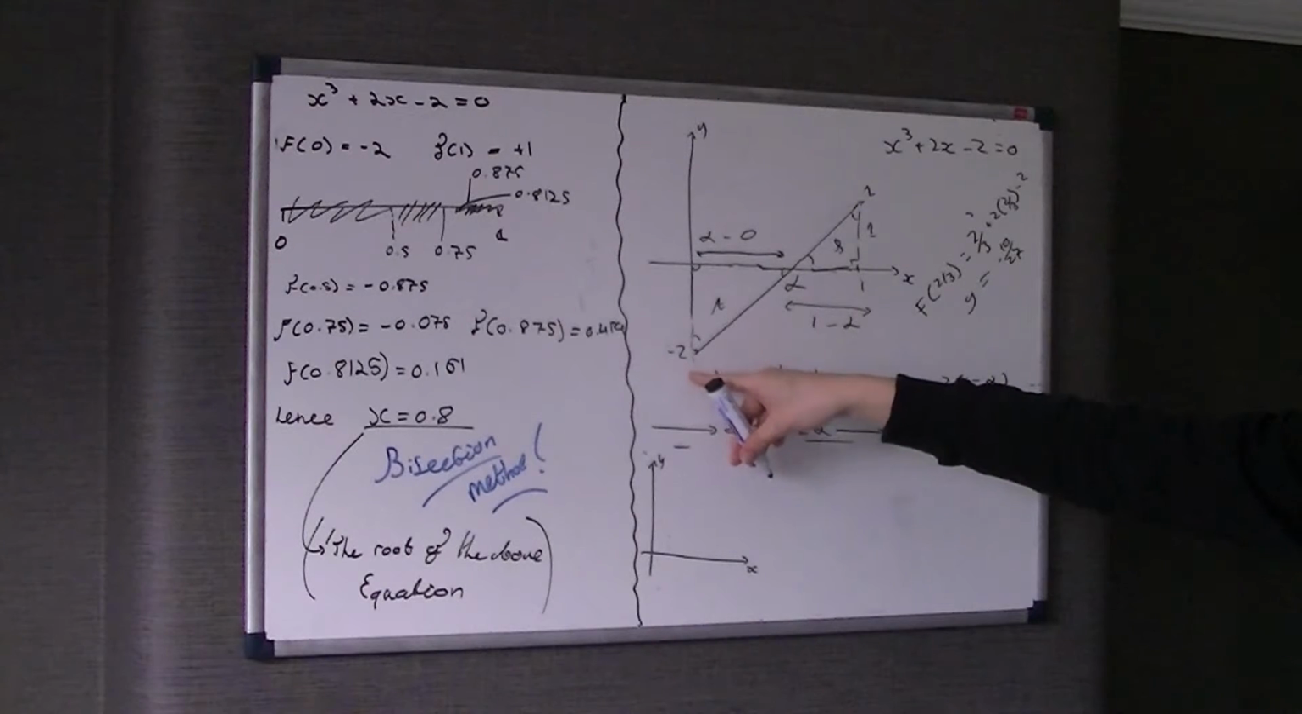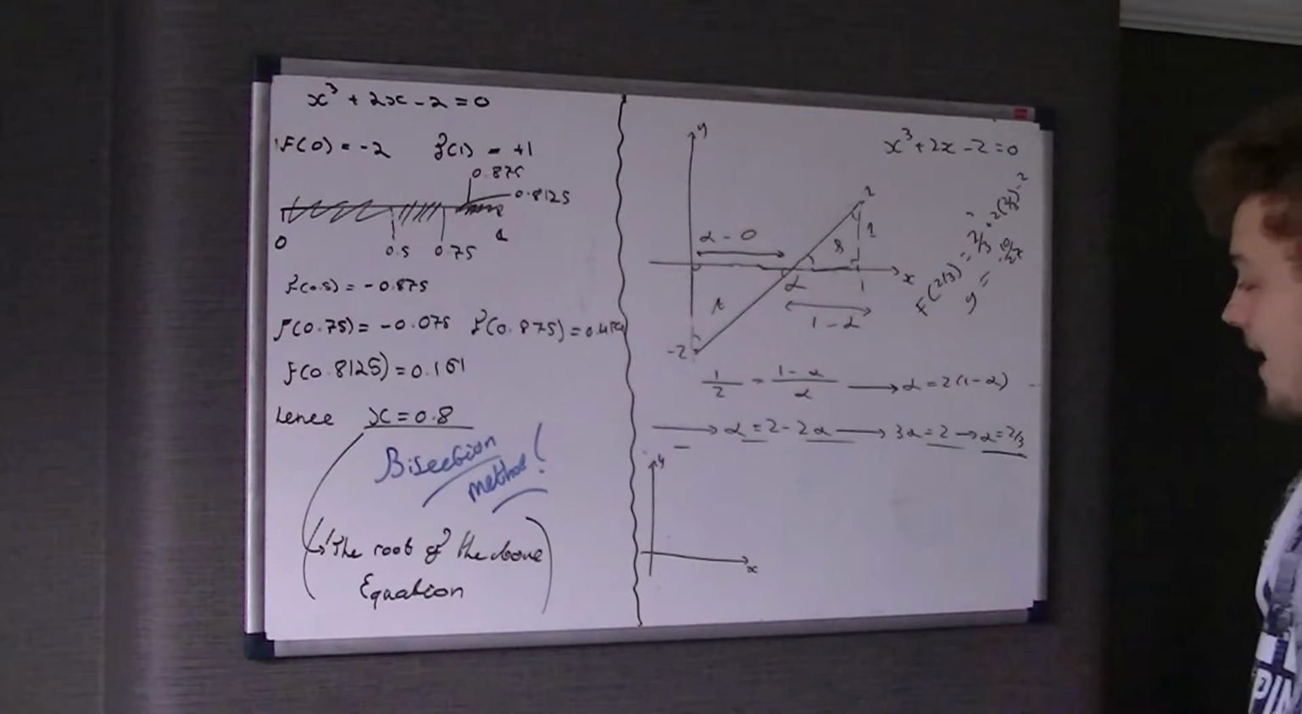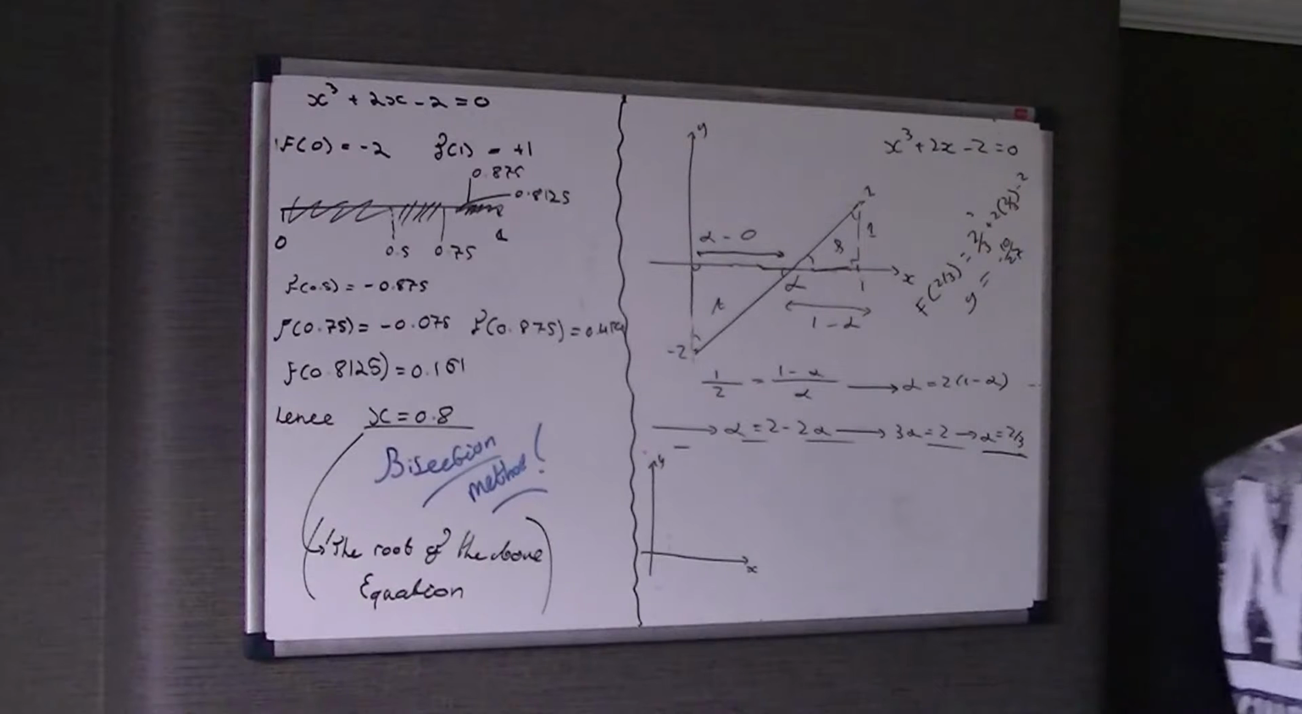When x is 0, we've got y is negative 2. We're going to draw x as 2/3 and put the point as being 2/3.